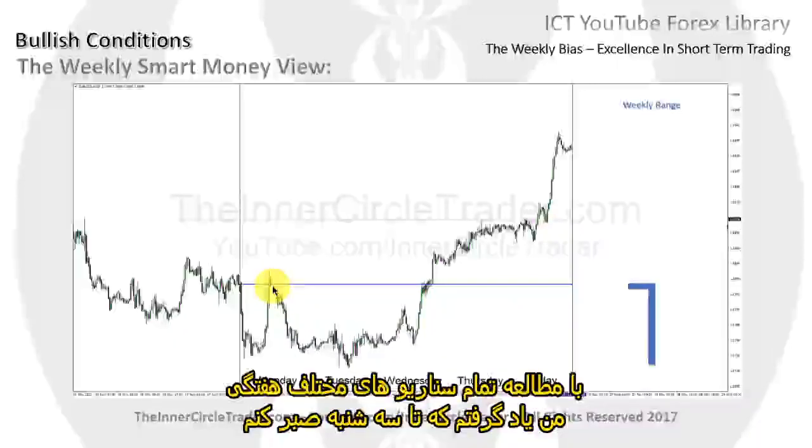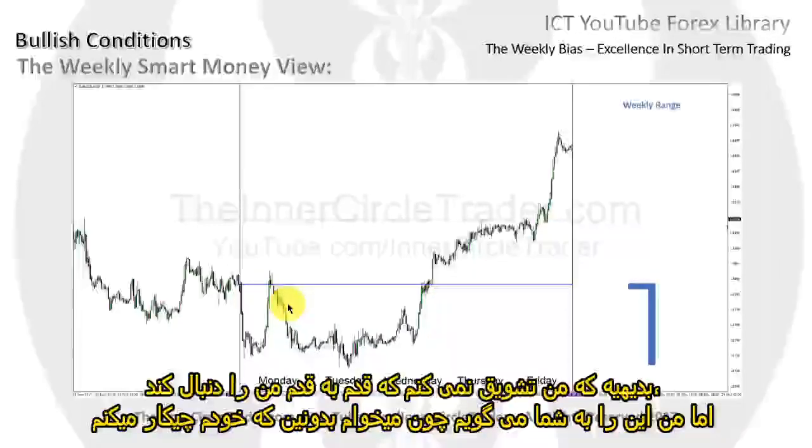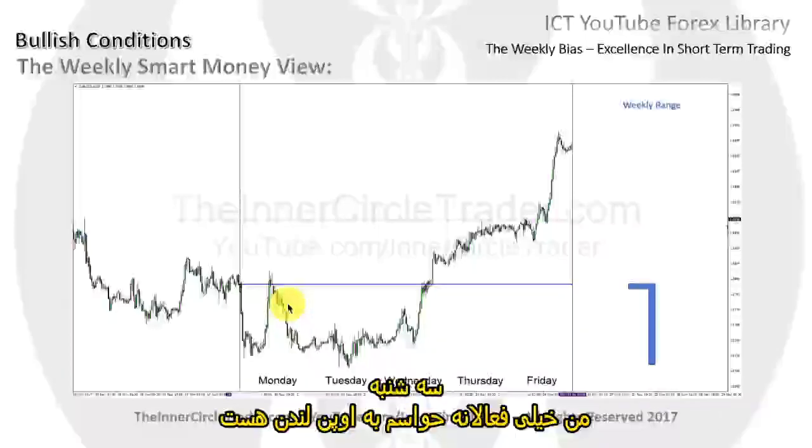Statistically studying all the possible scenarios and weekly profiles that I teach, I elected to simply wait till Tuesday. And that's just the way I do it. Obviously, I'm not encouraging you to follow me step by step, but I'm doing it and telling you this because I want to be open about how I do it.